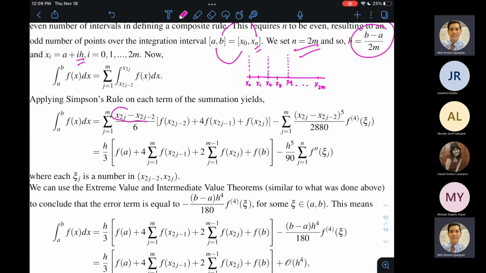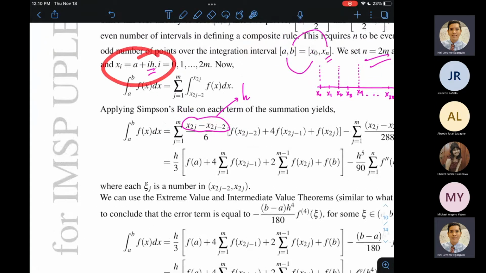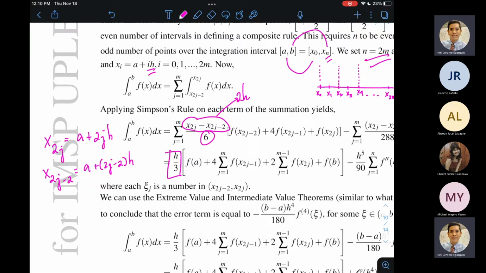Now, this guy is what? This is actually just h. Is that right? The length of each subinterval. Okay, that's it. 2m. Let's see, b minus a all over 2m. I think it's 2h. Let's check. Because it says x sub i is a plus ih. So x sub 2j is equal to a plus 2j times h. Then x sub 2j minus 2 is equal to a plus 2j minus 2 times h. When we get the difference between x sub 2j and x sub 2j minus 2, this guy minus this guy, we are left with 2h. So the numerator here is 2h, with a divisor of 6. That will simplify to h over 3.